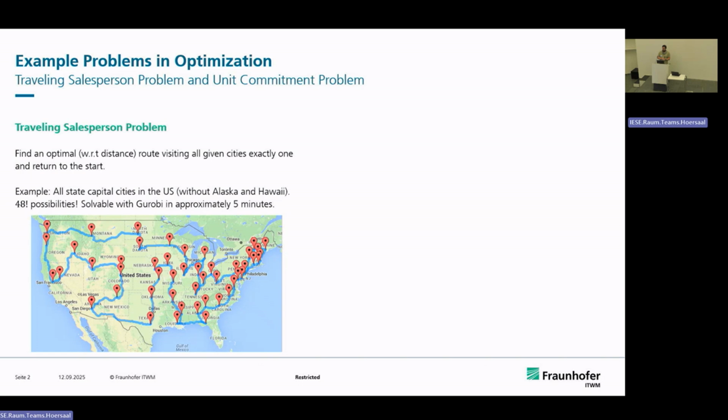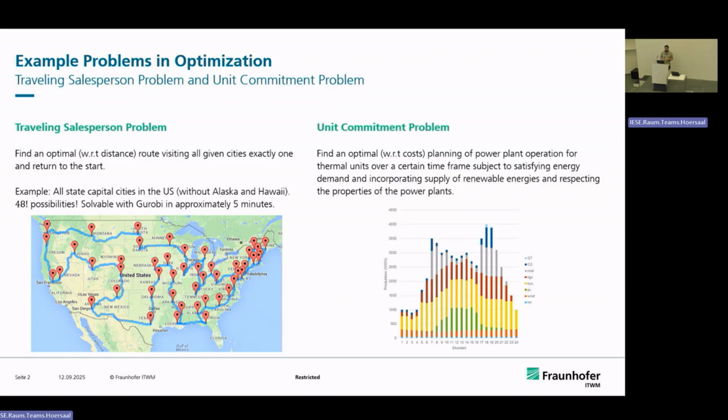But when I did this way back during my PhD, so this is old data, so to say, I solved it then with Gurobi on my laptop. And this was done in around 5-6 minutes. And Gurobi said, okay, this is the optimal solution. I can prove it.